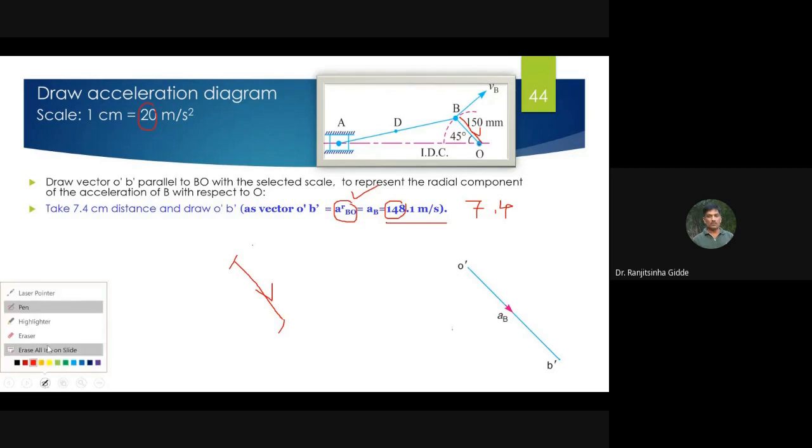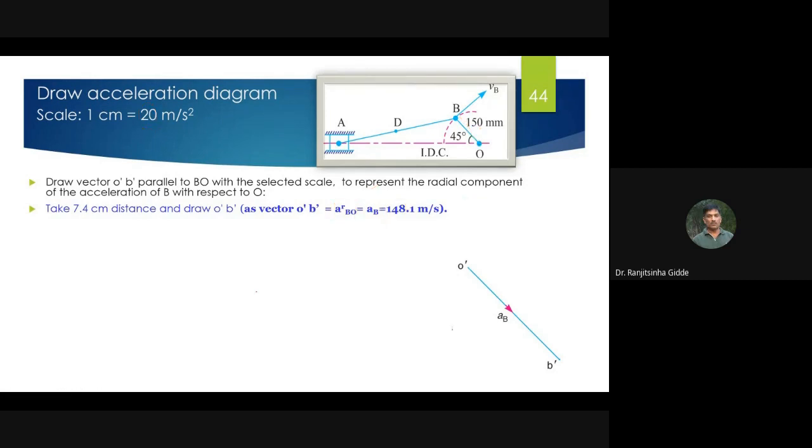This 7.4 centimeter distance, draw O dash B dash as a vector. O dash B dash is equal to this. You can write in your notebook as well.